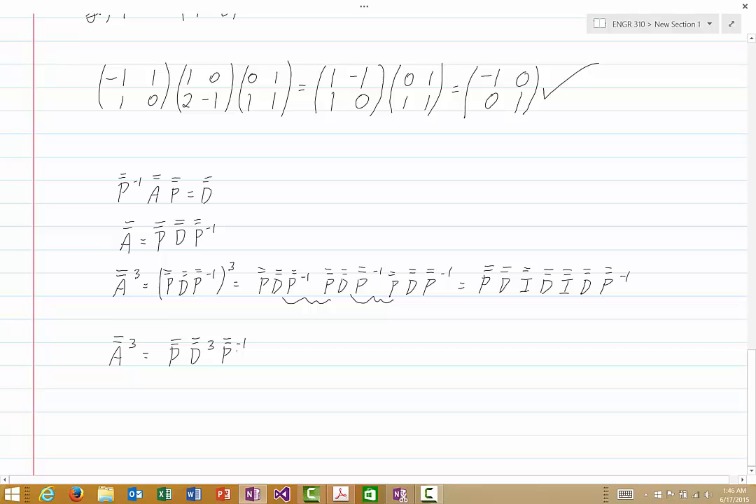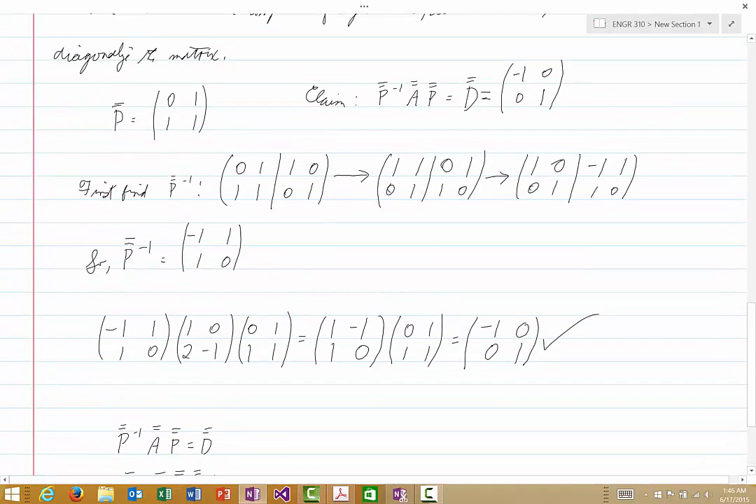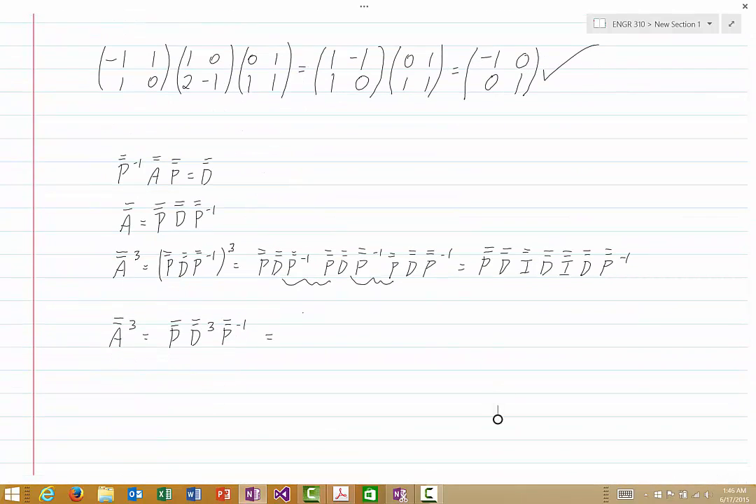Now, why is this interesting to know about? Well, P, remember, is just 0, 1, 1, 1.